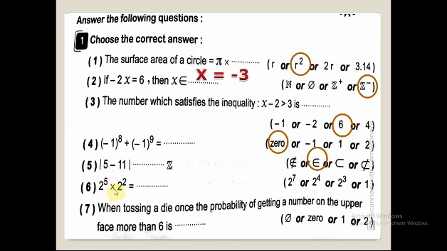2 to the power of 5 multiply 2 to the power of 2. When I have multiply, I add the powers. So it's 2 to the power of 5 plus 2, it equals 7. 2 to the power of 7. Number 7, when tossing a die once, the probability of getting a number on the upper face more than 6. In the die, do we have a number more than 6? No, so the probability is 0.